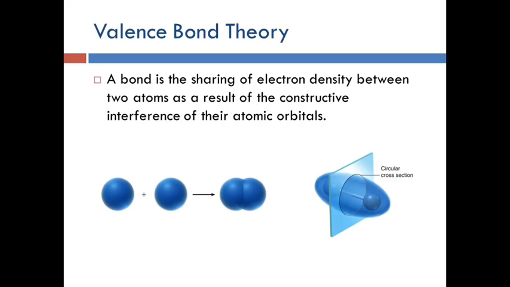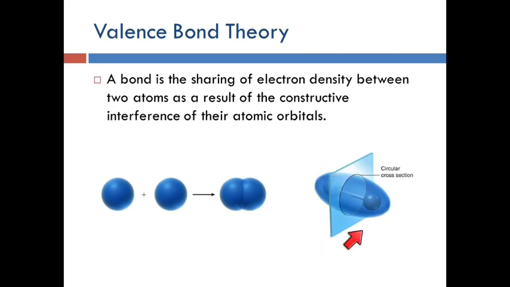So valence bond theory treats a bond as the sharing of electron density between 2 atoms as the result of constructive interference. So here's 2 hydrogen atoms. These are their s orbitals. When they come together and overlap constructively, we get a shape like this.